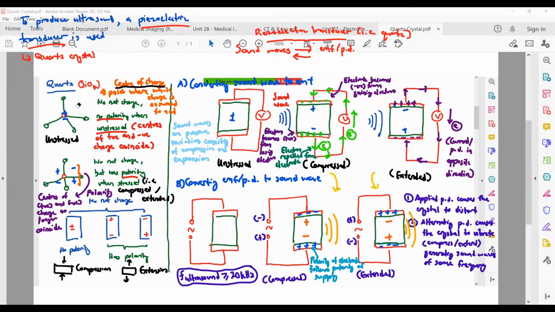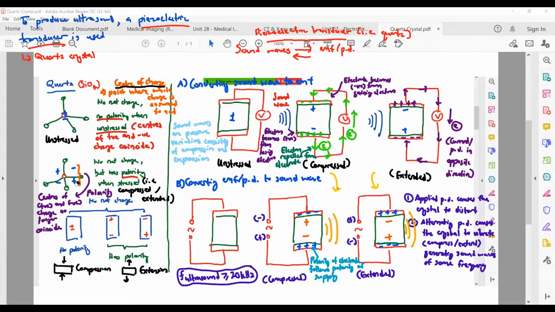So in your case here, your quartz crystal actually has a positive and negative charge. Positive is because of the silicon, negative because of the oxygen. So you assume that the centers of the positive and negative charge are coinciding when the quartz crystal is unstressed. Your quartz crystal has no net charge, no polarity now. But what happens when you compress your quartz crystal, or when you try to stretch it?